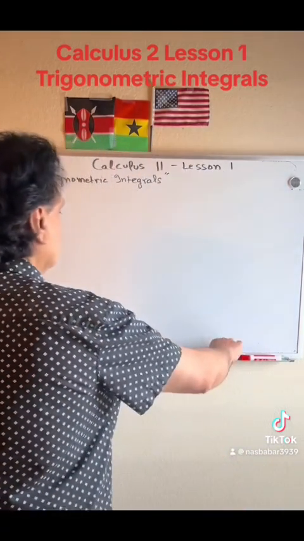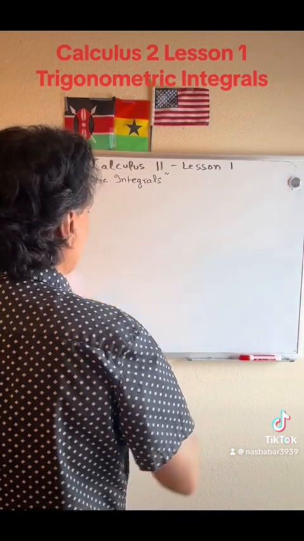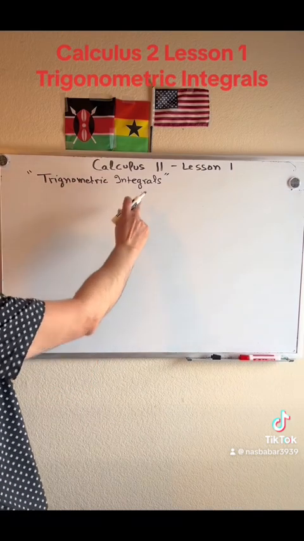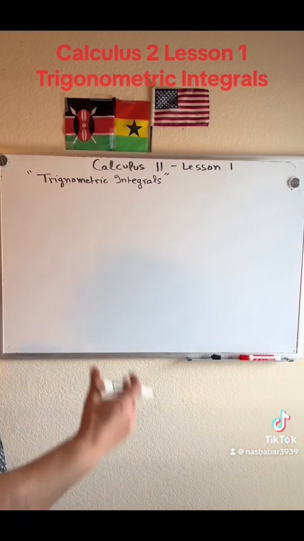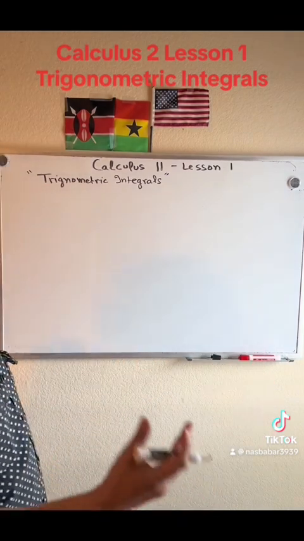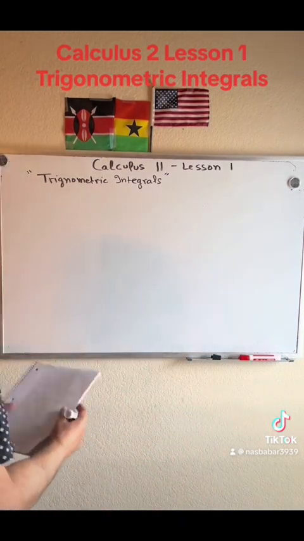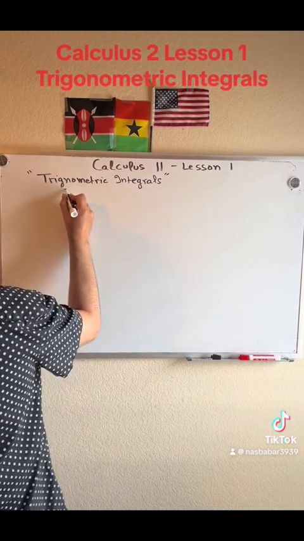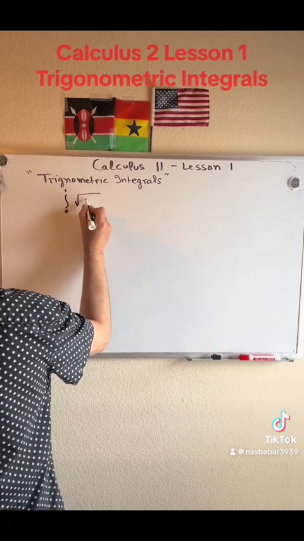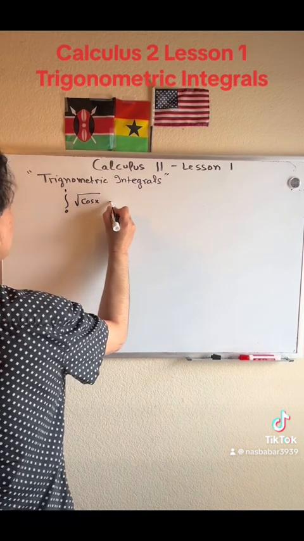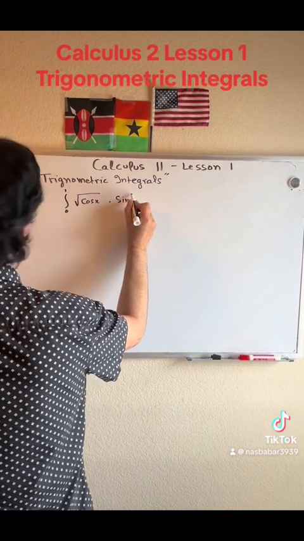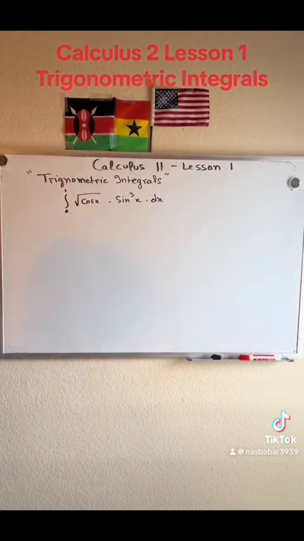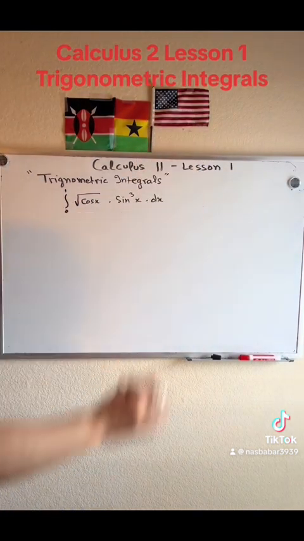So let's go ahead and dive in and solve a problem. All right. The first thing in Calculus 2, lesson 1, is we're going to cover trigonometric integrals. So we're going to have trigonometric functions and we're going to take integrals of those. The first example I have right here is the integral from 0 to 1 of cosine of x times sine cube x dx. So we need to figure out how do we take the integral of this trigonometric function.